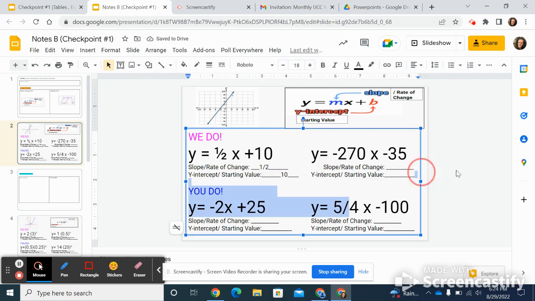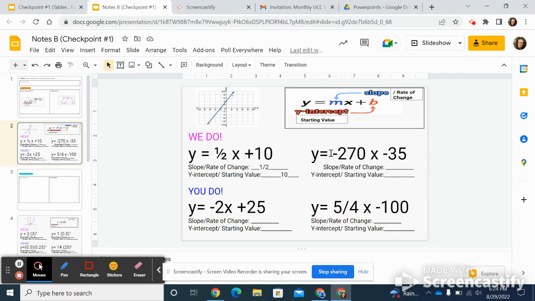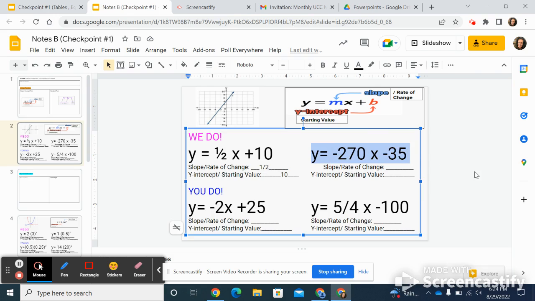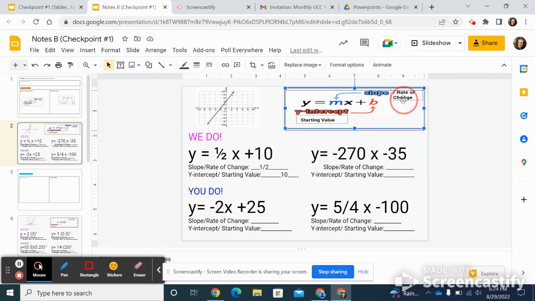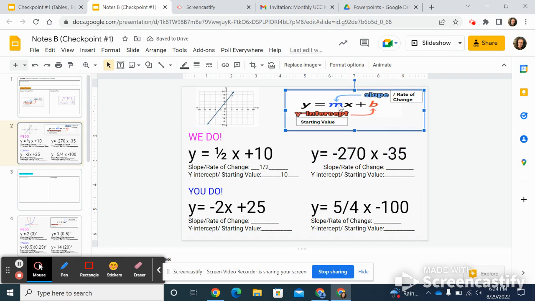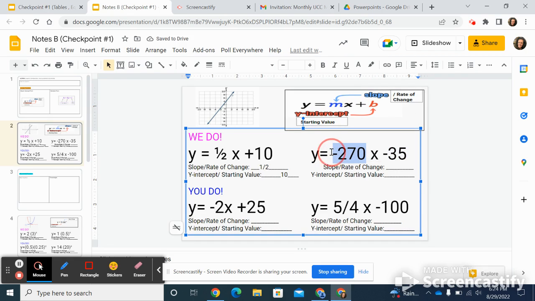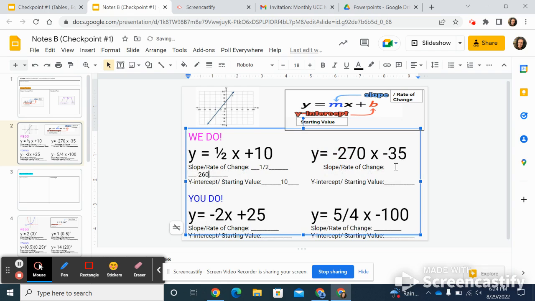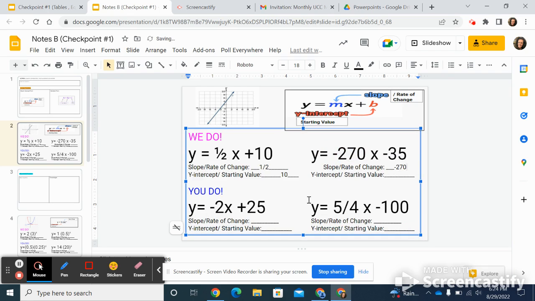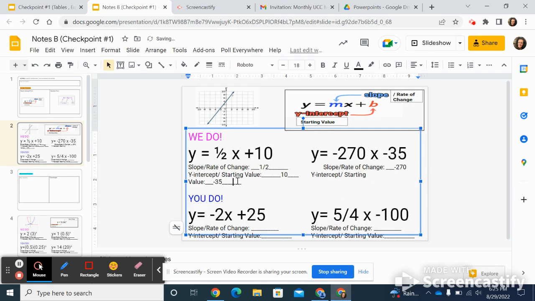Let's do one more together. This next one is y equals negative 270x minus 35. Let's do it again. What is my slope, rate of change? Again, that is whatever is in the m spot or that number touching x. For this problem, that's going to be negative 270. Again, I'm going to take the sign with me. I'm going to make sure it fits in that line. Okay, and then the y-intercept is whatever's in that B spot or that number at the end. For us, it's a negative 35 because that negative sign stays with your number.